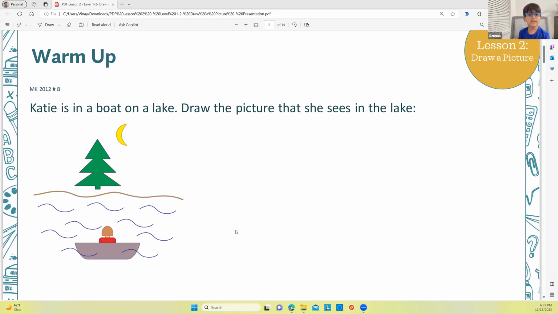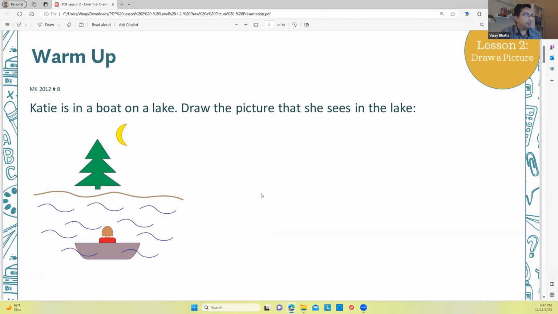Well, yeah, I think it will be similar, but I also think that the tree will be upside down, and so will be the moon. Yeah. Shaunak, without a paper, it's difficult to see what you've drawn, but what you described, the tree will be upside down. That is absolutely correct.